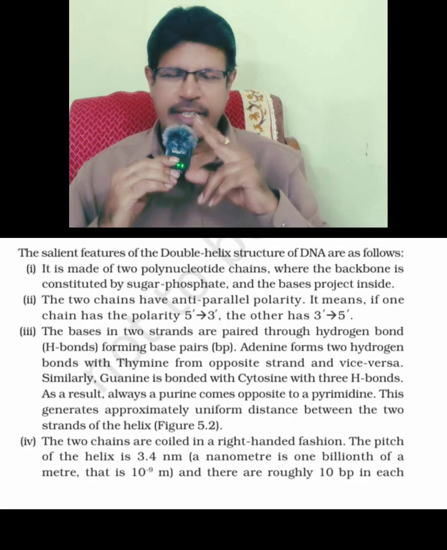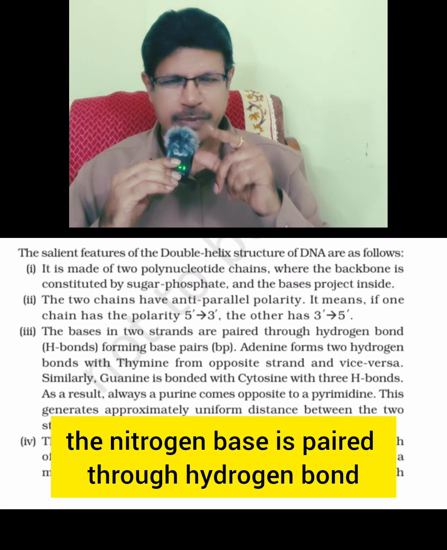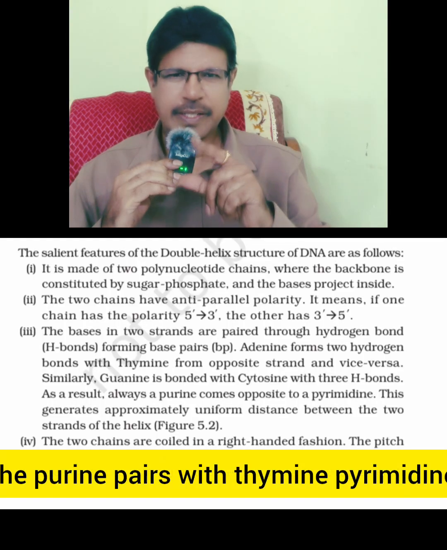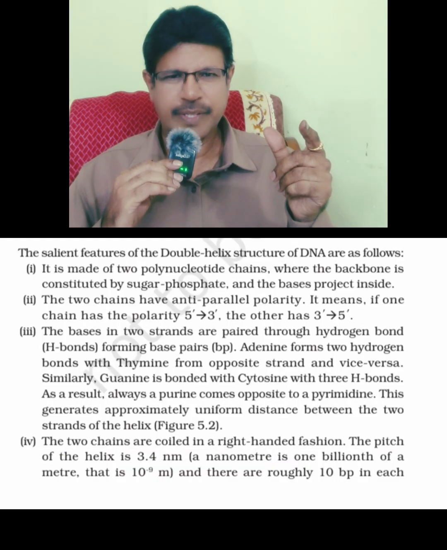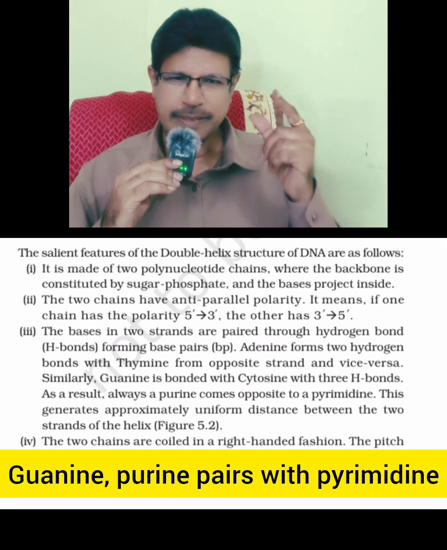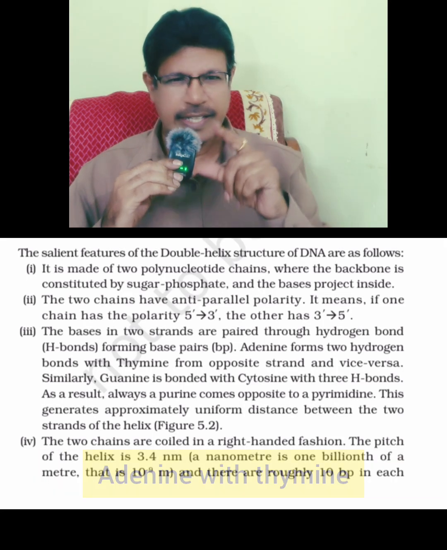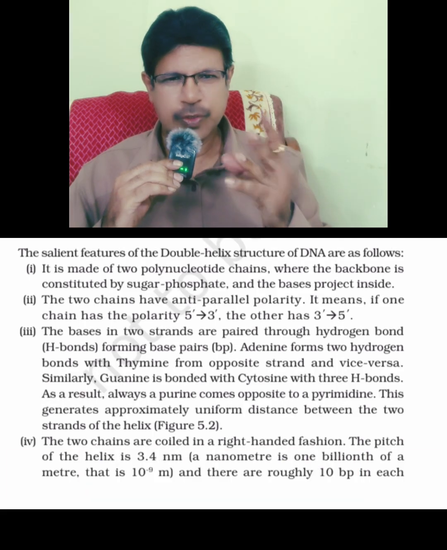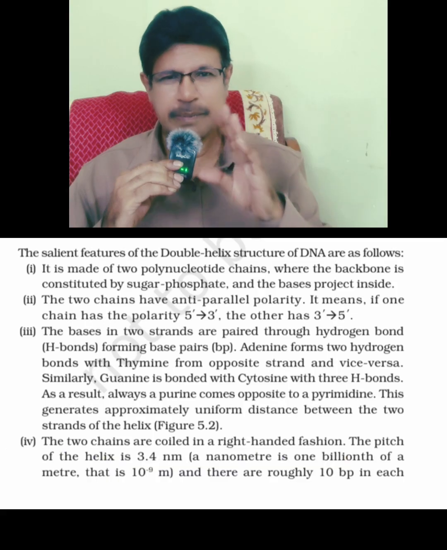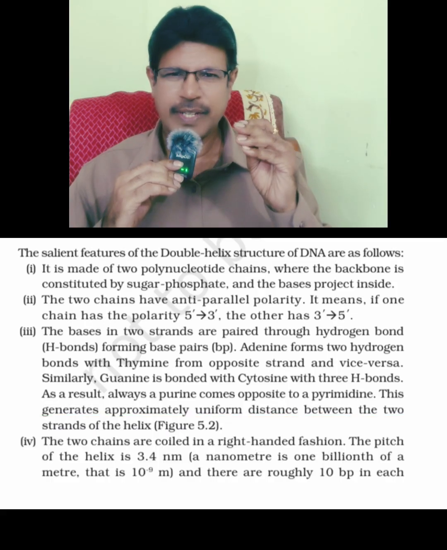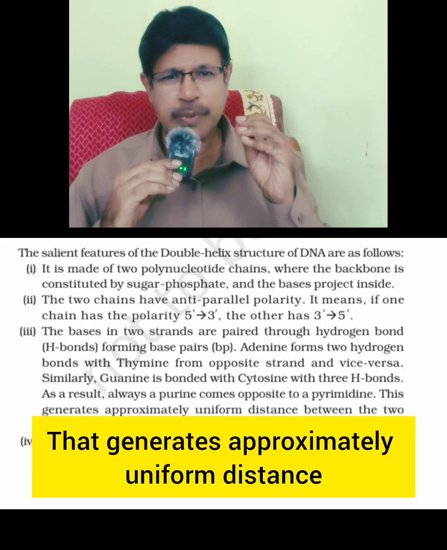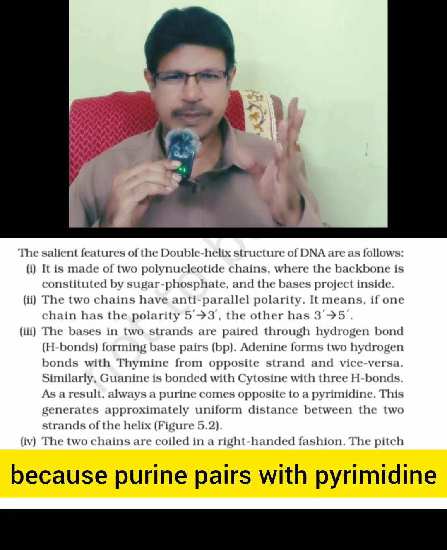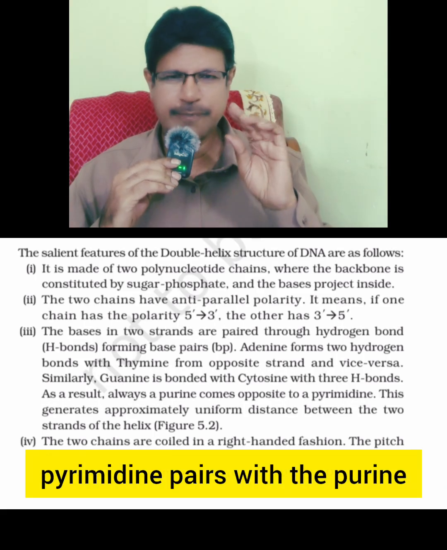Next. In these two polynucleotide strands, the nitrogen bases are paired through hydrogen bonds. That is, adenine, the purine, pairs with thymine, the pyrimidine. Guanine, a purine, pairs with the pyrimidine cytosine. Adenine with thymine has 2 hydrogen bonds, guanine with cytosine has 3 hydrogen bonds. So purine pairs with pyrimidine, pyrimidine pairs with purine, vice versa. That generates approximately uniform distance between the two polynucleotide strands because purine pairs with pyrimidine, pyrimidine pairs with purine.